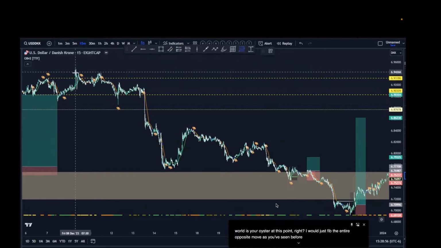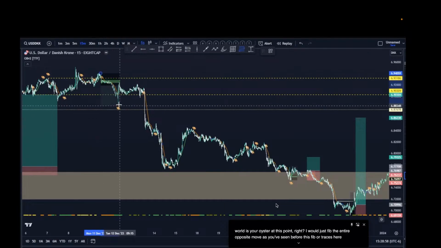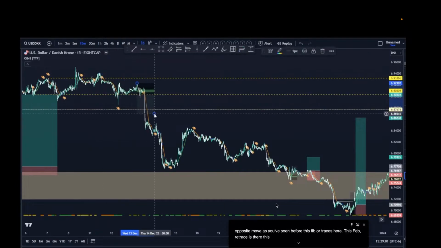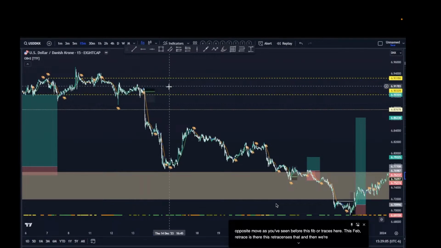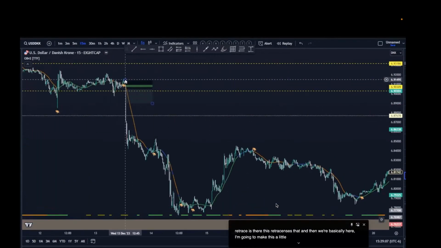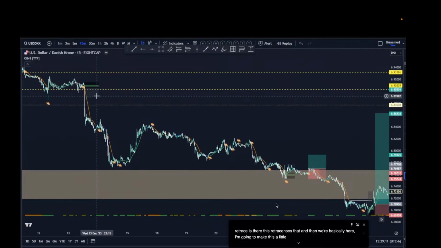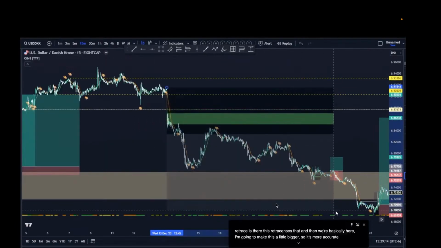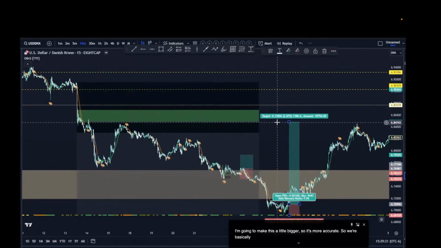As you've seen before, this fib retraces here, this fib retraces there, this retraces that, and then we're basically here. I'm going to make this a little bigger so it's more accurate. So we're basically there at that point where that's our high and our low was never tapped. So this would be a potential target.